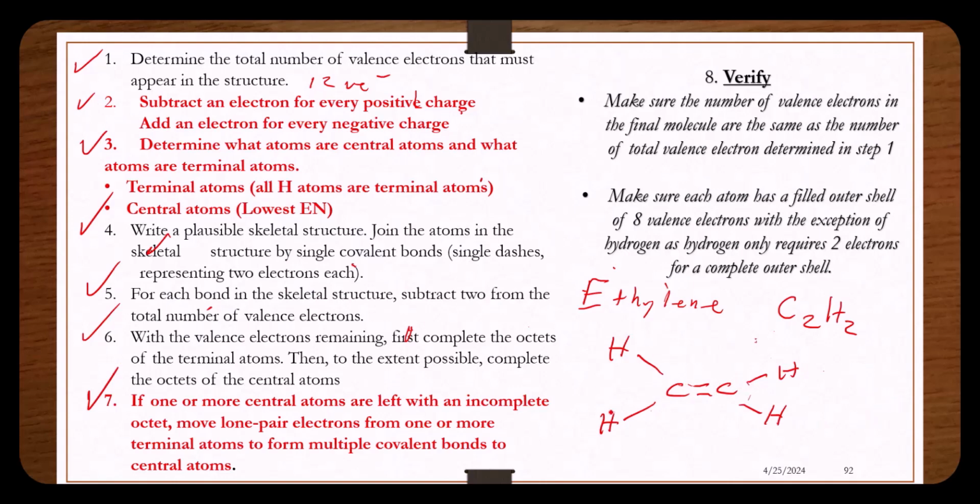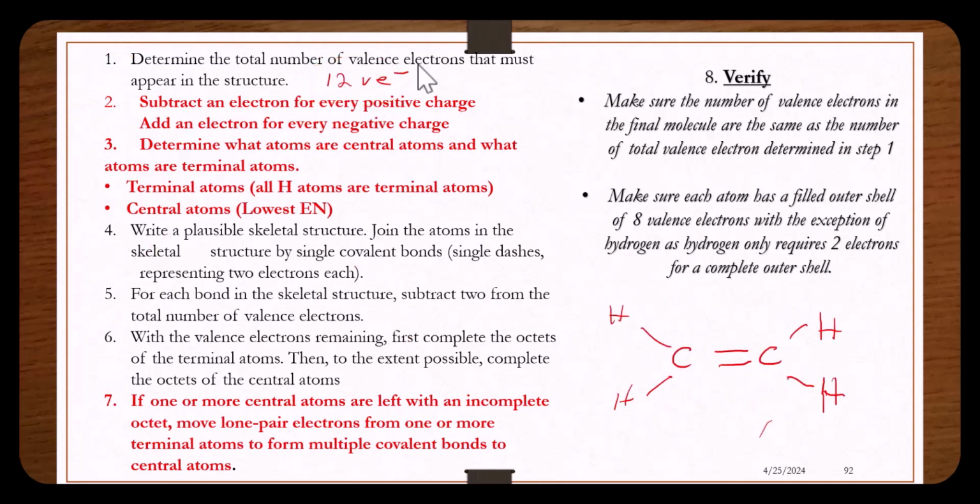And the last and most important step is to verify what is required for a Lewis structure. The first part is to make sure that the number of valence electrons in the final molecule is the same as the total number of valence electrons in the first step, which would be right here, and we had 12 valence electrons. And the next part is to make sure each atom has a filled outer shell of 8 valence electrons, with the exception of hydrogen, as hydrogen only requires 2 electrons for a complete outer shell. With these guidelines, let's go ahead and quickly evaluate this molecule.